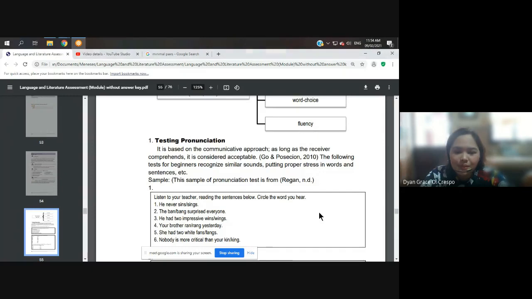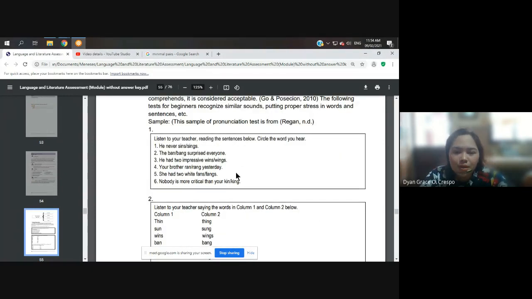Listen to your teacher reading the sentence below. Circle the word you hear. He never seems. Okay, so this one, the test taker should pronounce well, because they will encircle: he never sings. Sings. Sing. So, sings. Okay? So, everybody will listen. The bang surprised everyone. The bang. Bang. Of course, we will use the standard, the A sound. So, the bang surprised everyone. Okay? He had two impressive wins. He has wings. Your brother rang yesterday or ran yesterday.